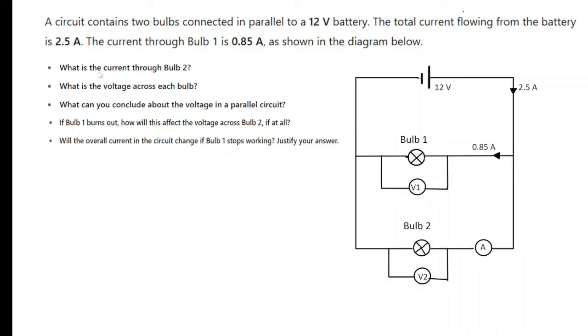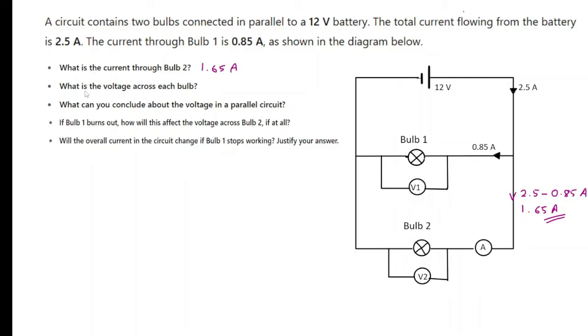The first part is, what is the current through bulb 2? Now, we know the current that goes through this branch here is 2.5 and bulb 1 takes 0.85. The current through bulb 2 is obviously 2.5 take away 0.85 amps. So we know this is 1.65 amps. That is the answer to the first part.